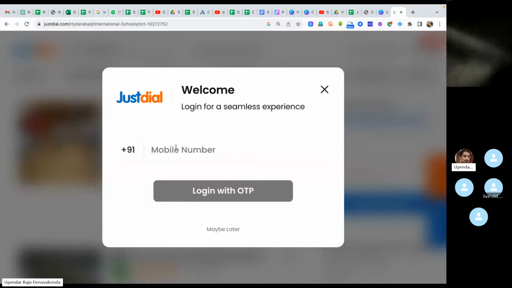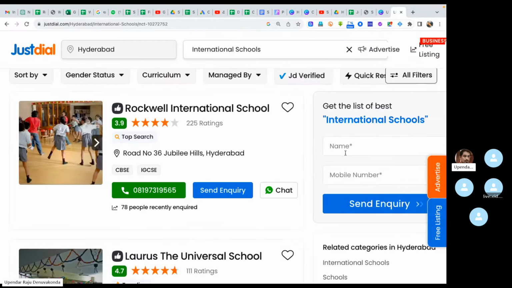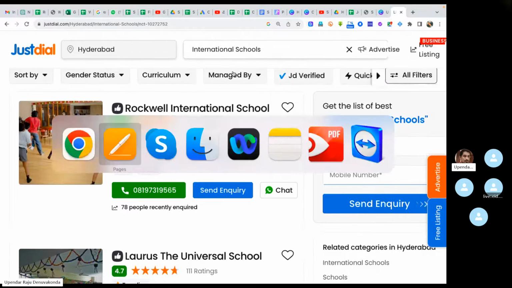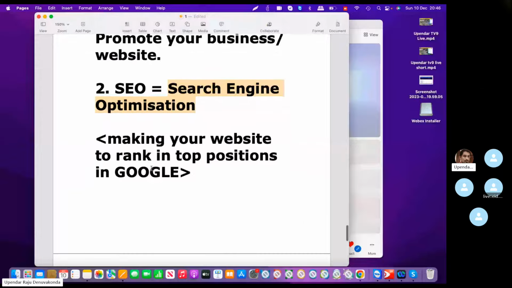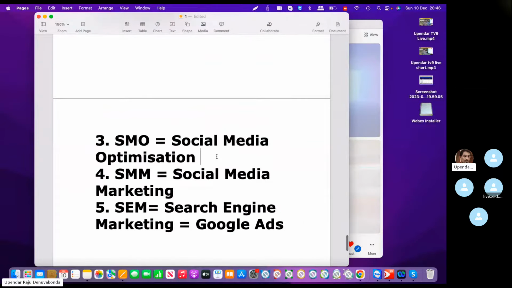You see, they are asking us to put the name and mobile number, and this is called lead generation. So Justdial is asking us for the details, and once we give our details, we will start getting calls from the international schools, and that's Justdial's business. Okay, so this is about the SEO process.